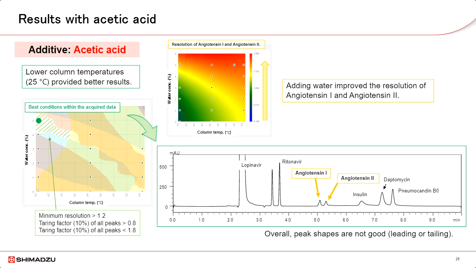Looking in greater detail at the design space analysis for the acetic acid results, we can see that the lower column temperatures did indeed provide better results, with 25 degrees C identified as the best choice. And we see that adding additional water concentration increases the resolution of angiotensin 1 and 2. However, the overall performance of acetic acid as an additive still demonstrates relatively poor peak shape, with leading or tailing noticed on most of the peaks assayed.